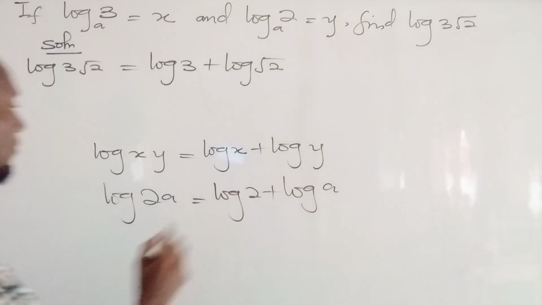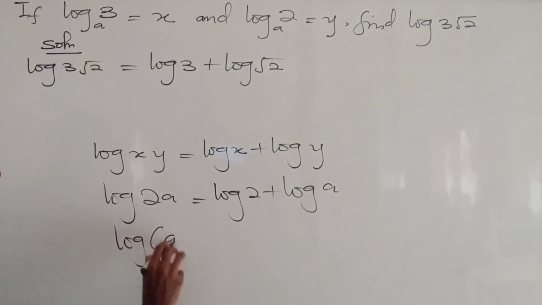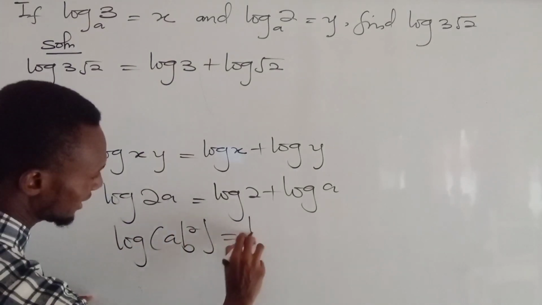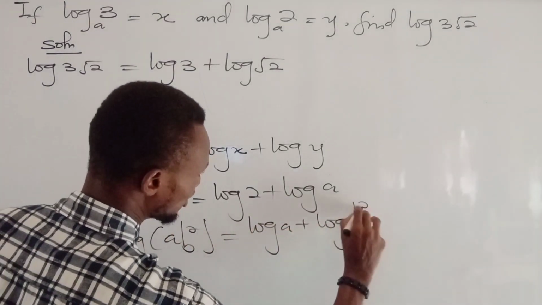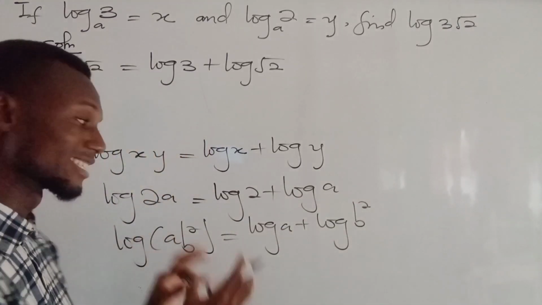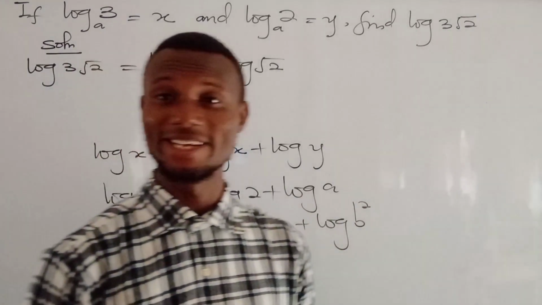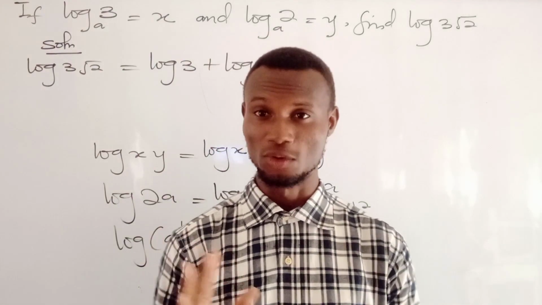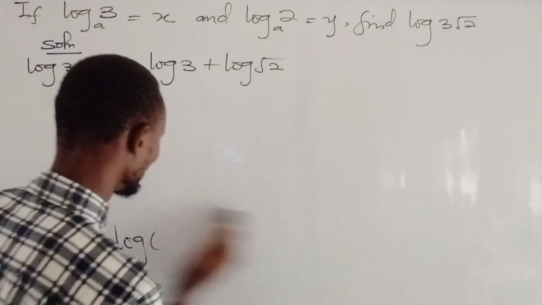Now let me do the last one. Assuming I have the log of, let's say, ab squared, we can write this one as the log of a plus the log of b squared. So that's the rule or the law that governs this one. I hope the explanation is clear enough up to this point. I'm going to clean it so that we can continue with the question.